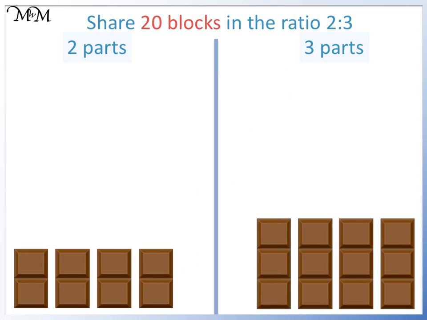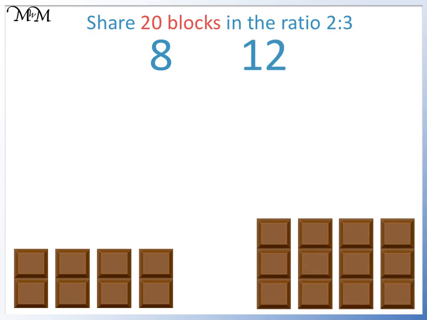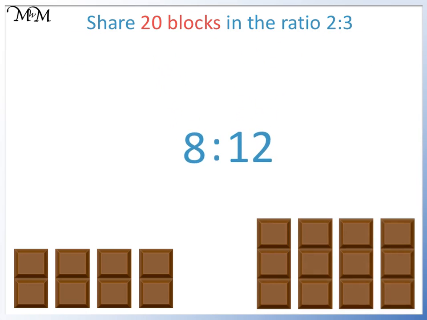On the left, there are 1, 2, 3, 4 lots of 2, which equals 8. And on the right, there are 1, 2, 3, 4 lots of 3, which equals 12. We have a ratio of 8 to 12.